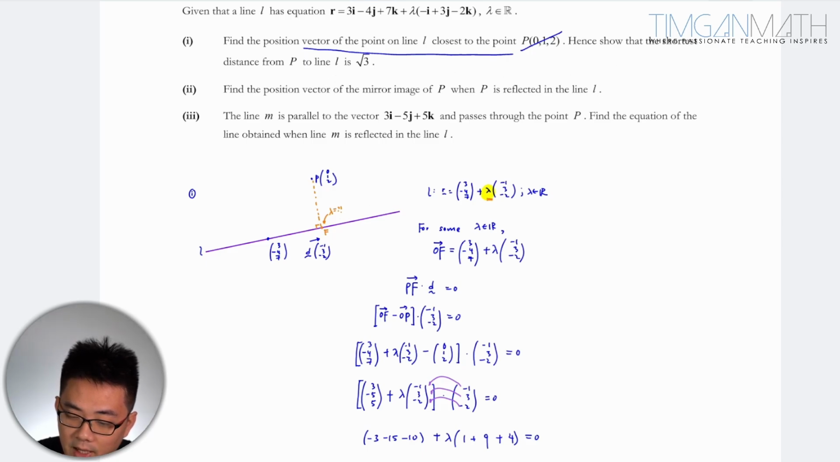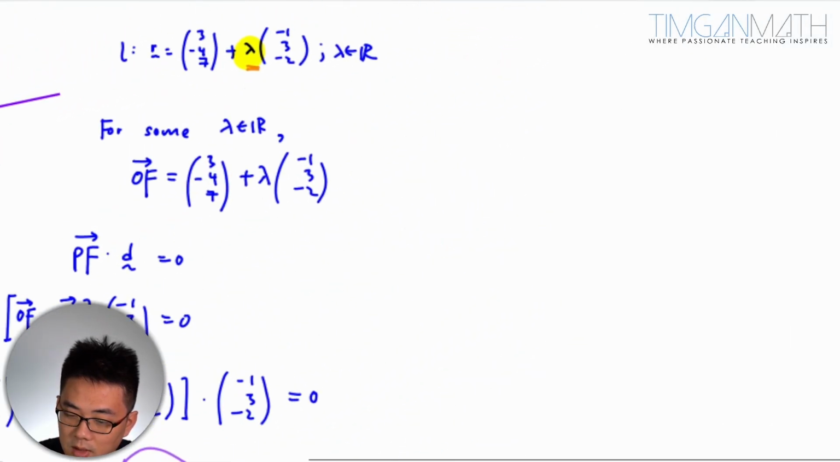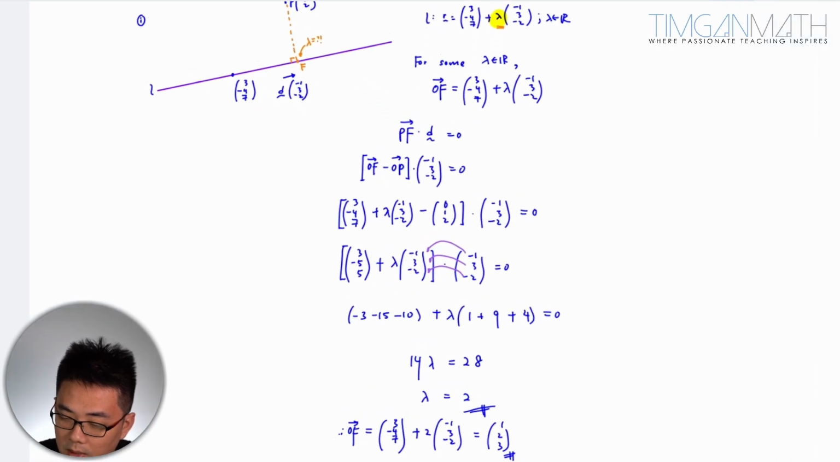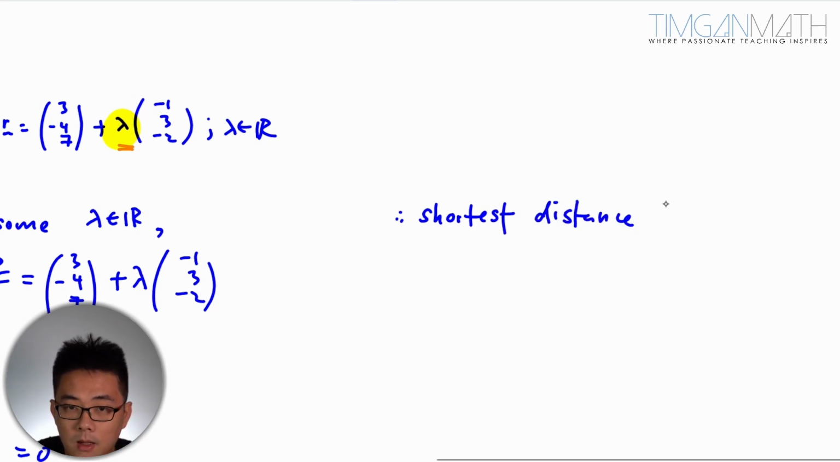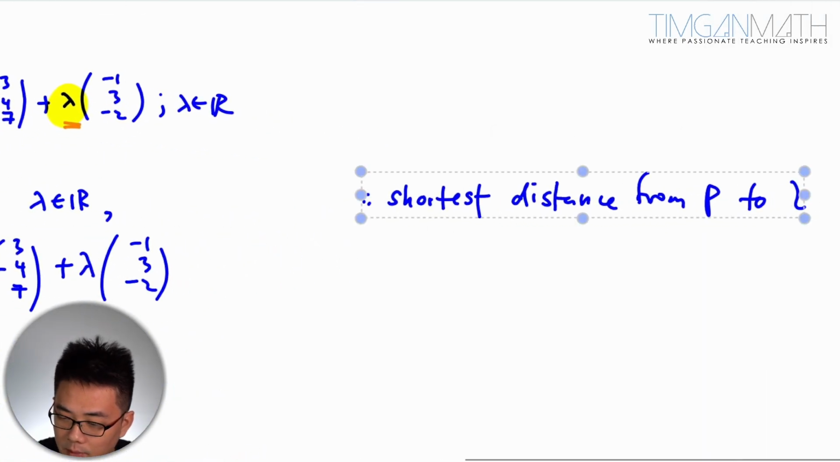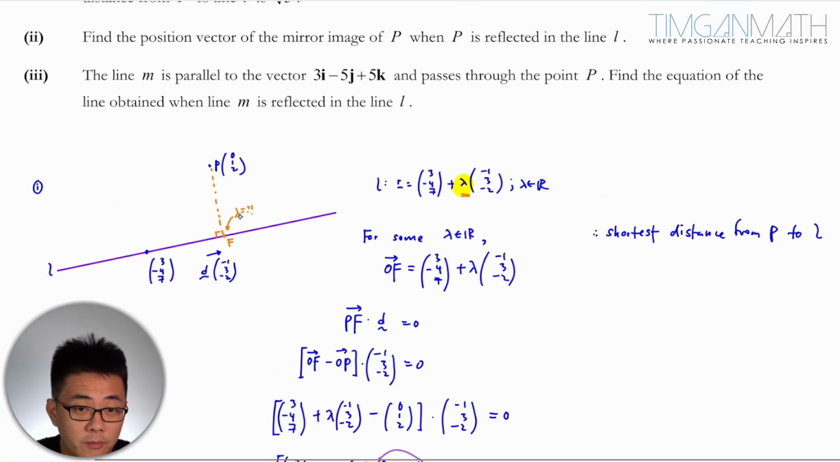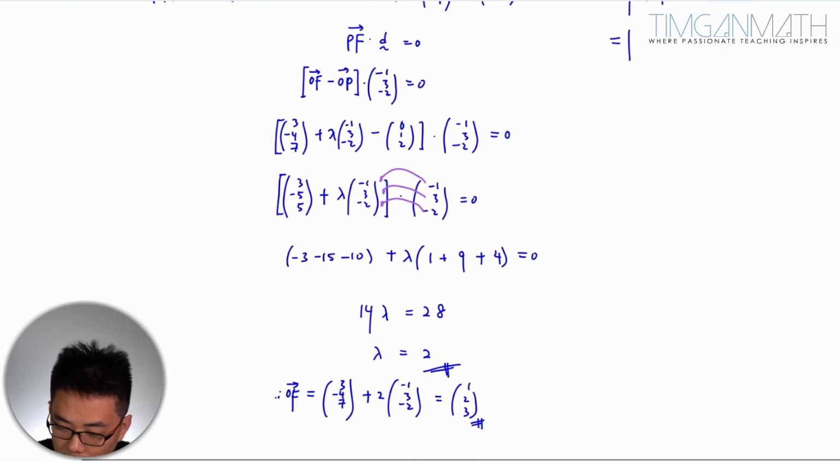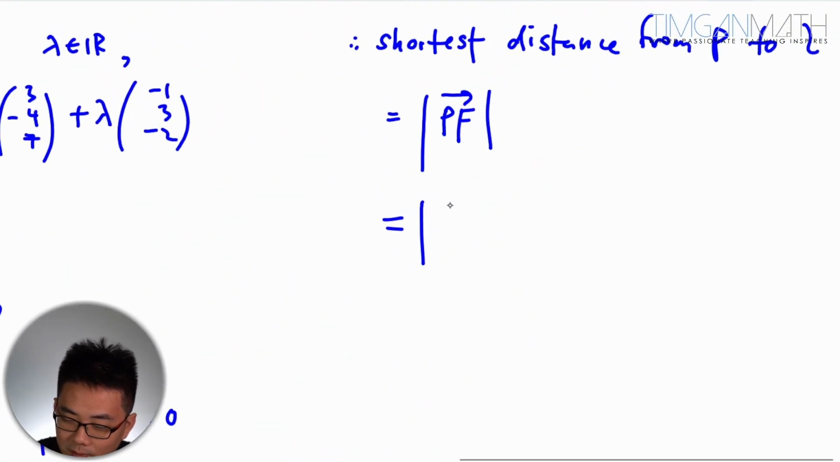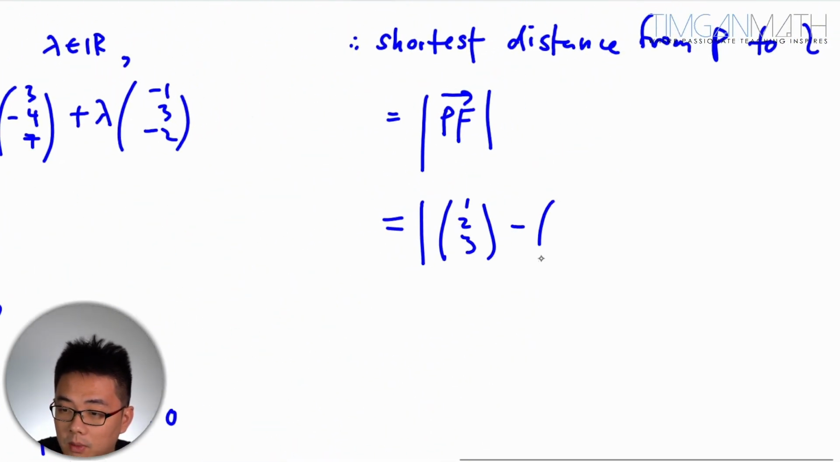Shortest distance of P to line L is √3. So in this case, the shortest distance from P to line L will just be the distance of PF, because the foot of the perpendicular is equal to the modulus of PF here. There you go. So what you're going to do is just take OF, which is (1, 2, 3), minus OP, which is (0, 1, 2).